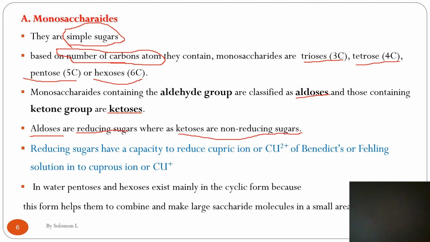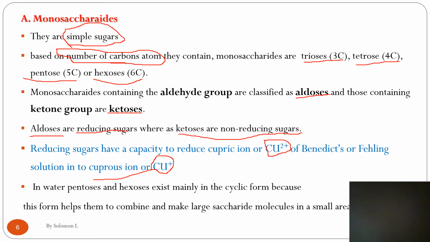Reducing sugars have a capacity to reduce cupric ion, which is Cu2+, in Benedict's or Fehling's solutions into cuprous ion, which is copper with plus one charge. As you know, reduction means gaining of electrons, or gaining of hydrogen, or losing of oxygen, whereas oxidation is losing of electrons or gaining of oxygen.